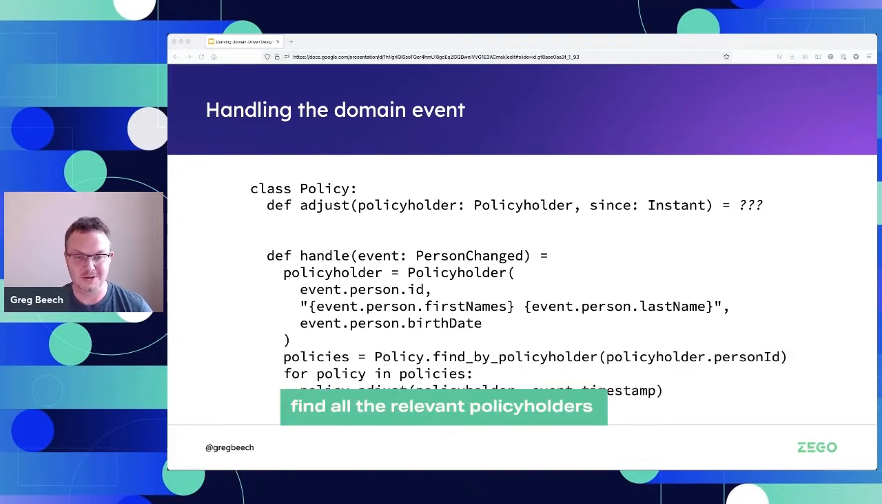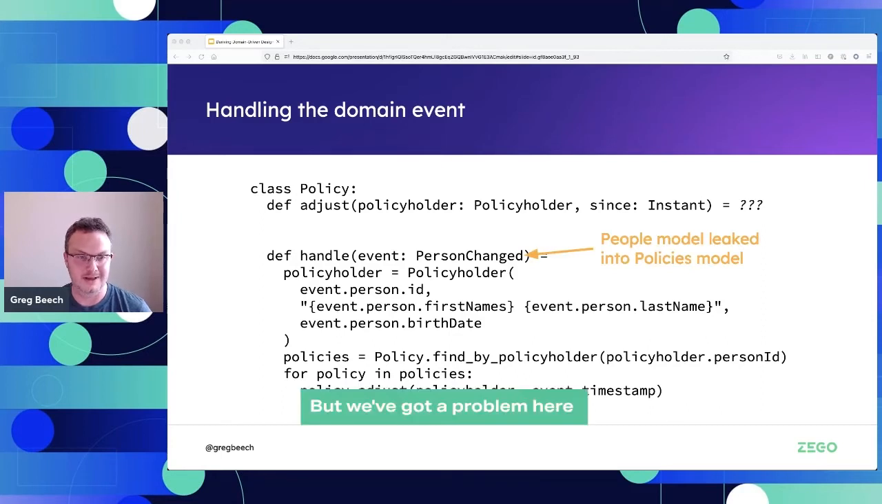And the next thing we do, we're going to find all the relevant policyholders and adjust each of them. And again, in the real world, this is going to be more complex because we're going to have to deal with failure. We're going to have to deal with things crashing halfway through the loop, all that kind of thing. But essentially, that's the gist of it. Convert from the people domain into the policies domain, find the policies, perform the relevant action on them.